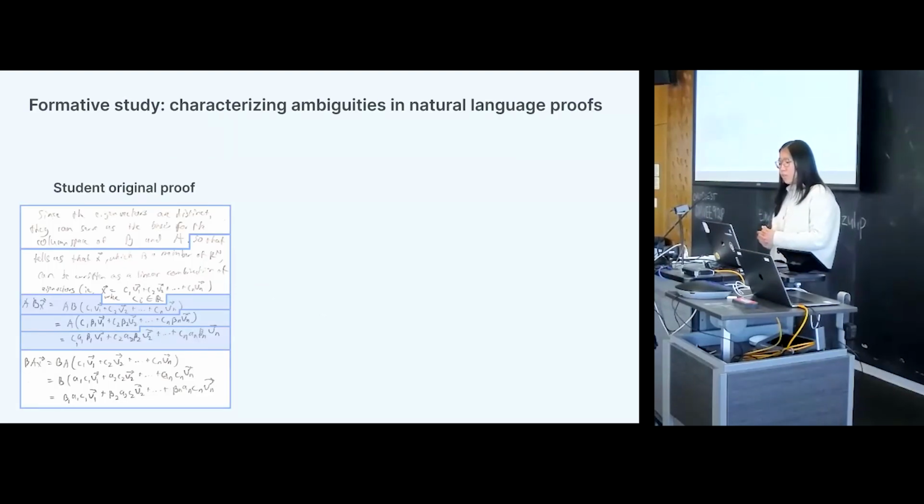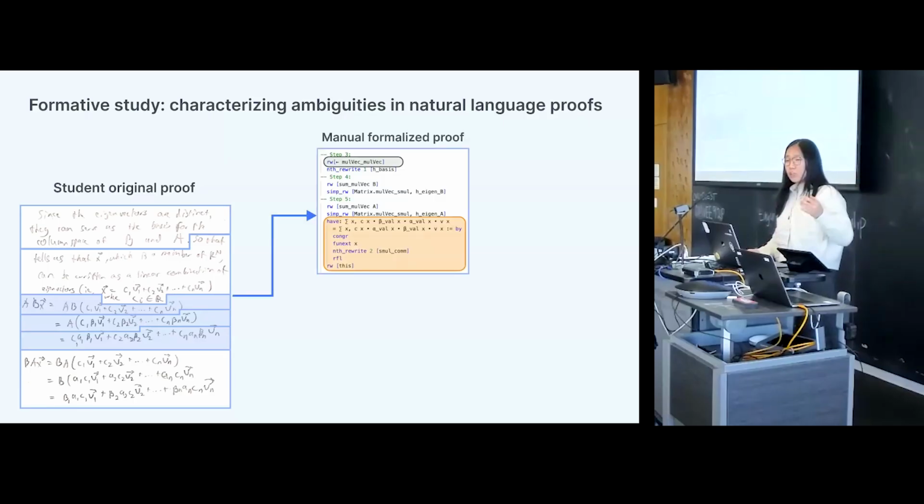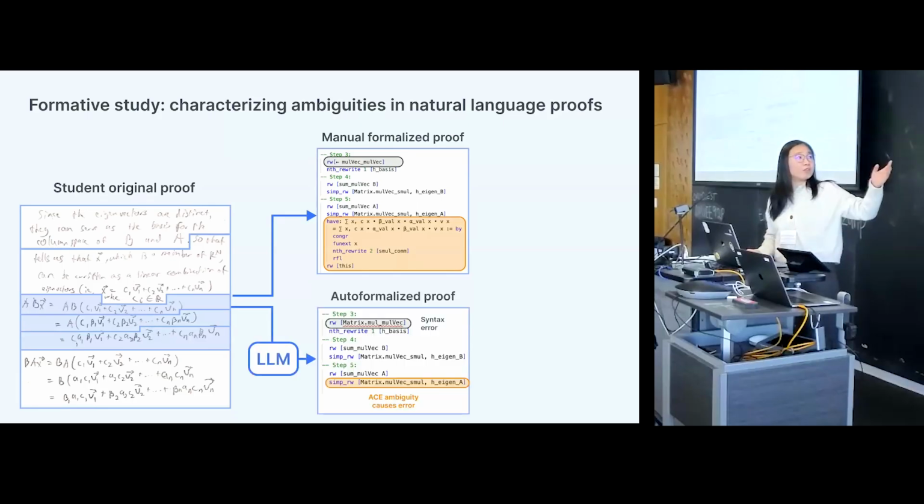So first we ask, what kind of ambiguities in natural language proofs prevent an LLM from correctly auto-formalizing the proof? To answer this, we conducted a formative study. We collected 24 student-written proofs like this. As a first step, we manually formalized all the proofs into faithful Lean code. And then as a second step, we also used a baseline LLM, just an LLM with basic prompting, to try to auto-formalize them into Lean.